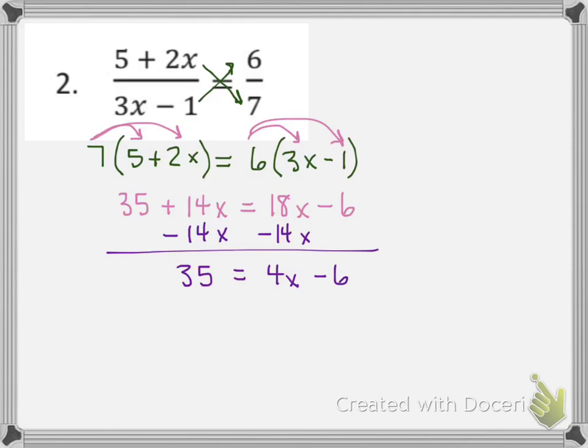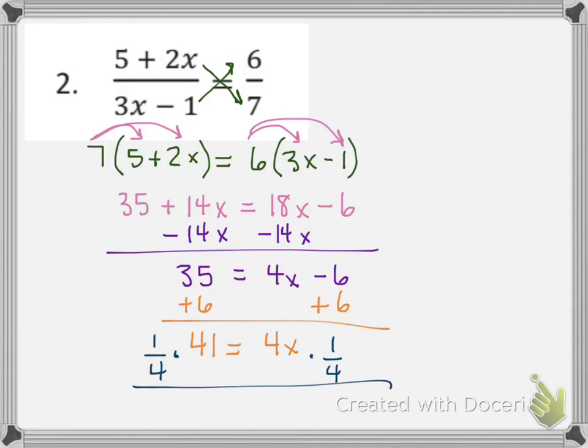Now we can isolate the variable by adding 6 to both sides. That leaves me with 41 is equal to 4x. And then lastly, multiply by the reciprocal, and we get x equals 41/4 is the solution for x.